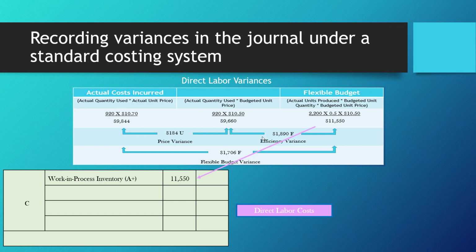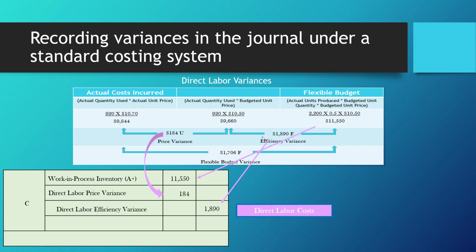Of course, that's not what ended up actually happening, because we had a price variance for direct labor of $184, which I know to debit because it's an unfavorable variance, and unfavorable variances get debited. We had an efficiency variance of $1,890, which I know to credit because favorable variances get credited.